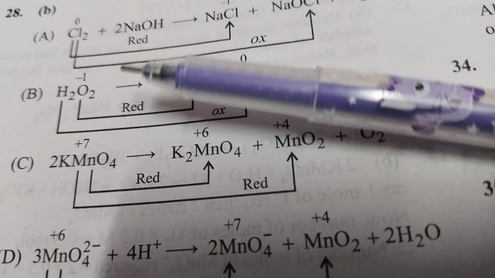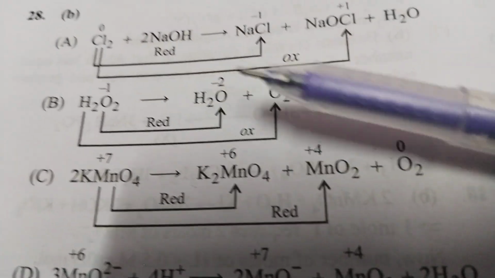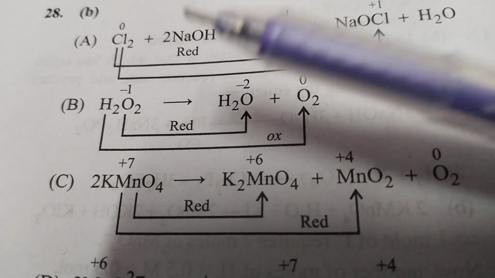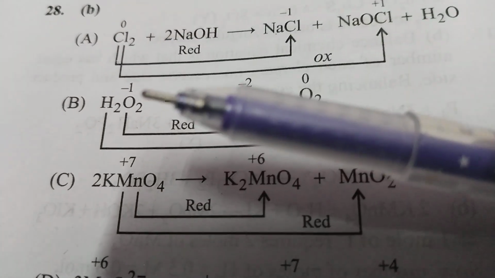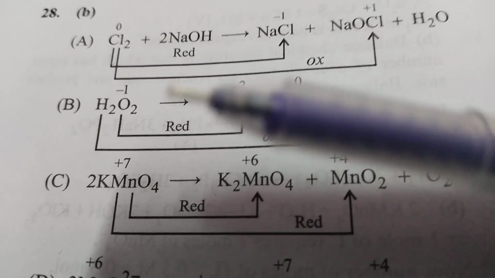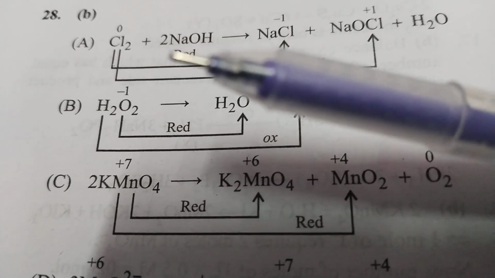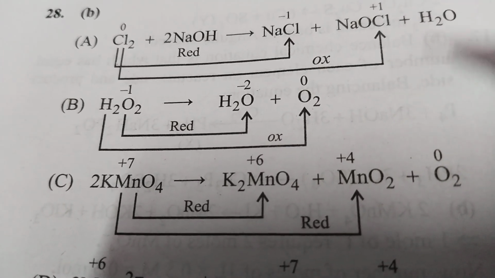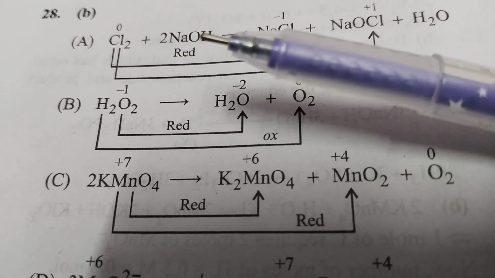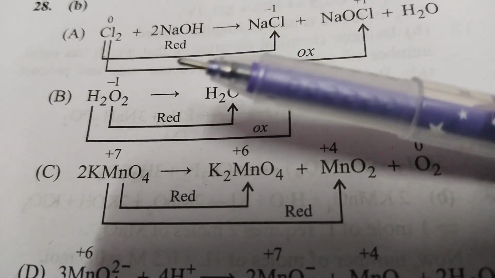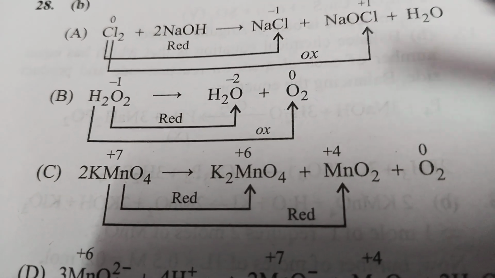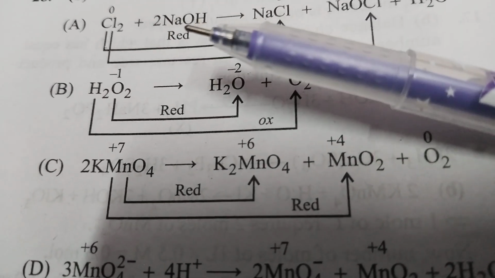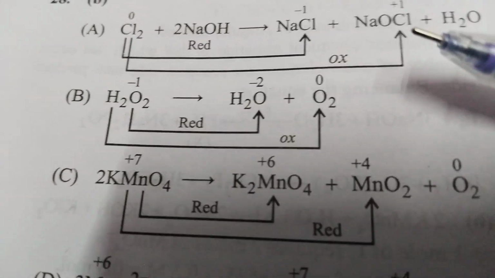Okay. You see, chlorine oxidation number 0. Chlorine reacts with sodium hydroxide, hot or cold, dilute or concentrated. With cold dilute sodium hydroxide, we have sodium chloride, sodium hypochlorite, and water. With hot concentrated NaOH, we have sodium chloride and water. Here, chlorine reacts with cold dilute NaOH, and we have sodium chloride, sodium hypochlorite, water.